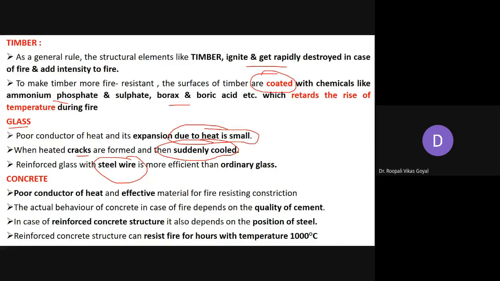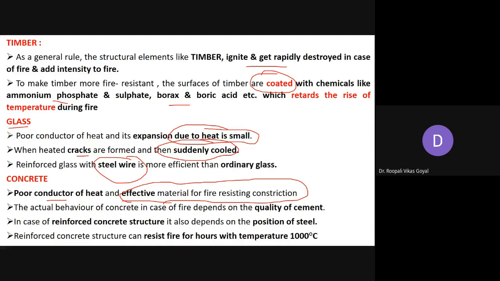And the last one is concrete. So this is the widely used material, as you know. It is also a poor conductor of heat, and it is an effective material. So whatever building materials are widely used, like brick and concrete, they both are very effective materials as far as fire resisting construction is concerned.